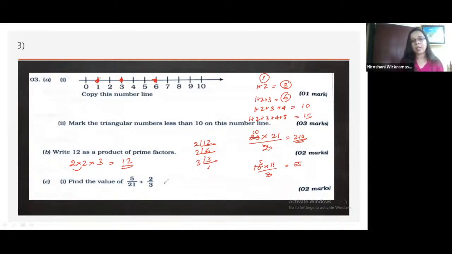Then you have to add the fractions here. Find the value of. So it is easy for you. Here also you have to make the denominators equal. Here 21. Then this is by 7, this is also by 7. 5 over 21 plus 14 over 21. 5 and 14, 19 over 21 is the answer. So you can do the fractions like this, 19 over 21. Then this question, 1 mark here, 3 marks here, 2 marks here, 2 marks here. Altogether 8 marks for the question.